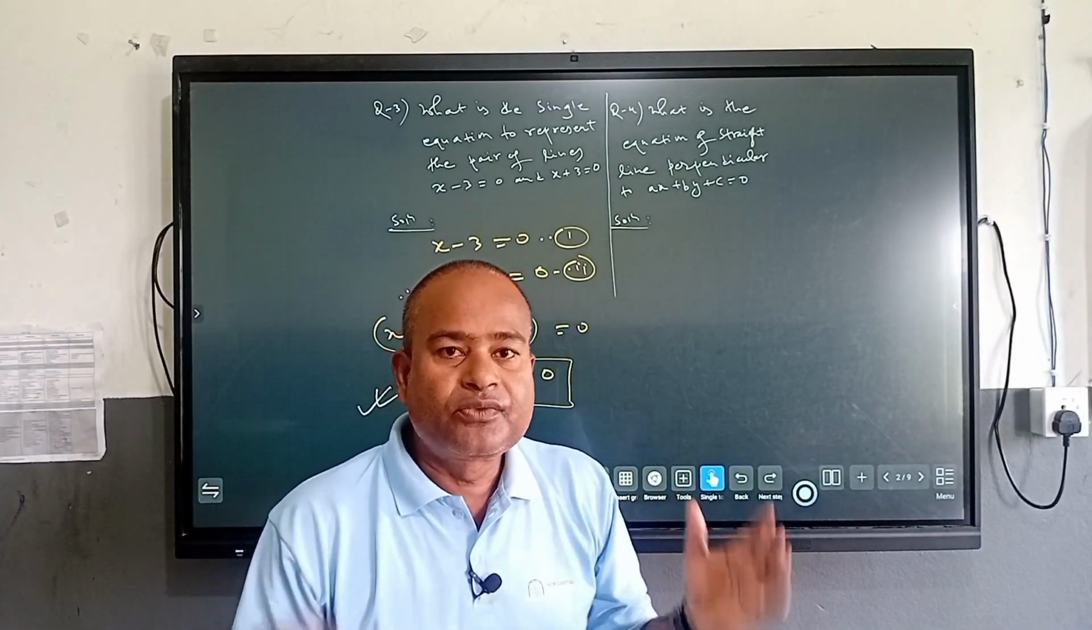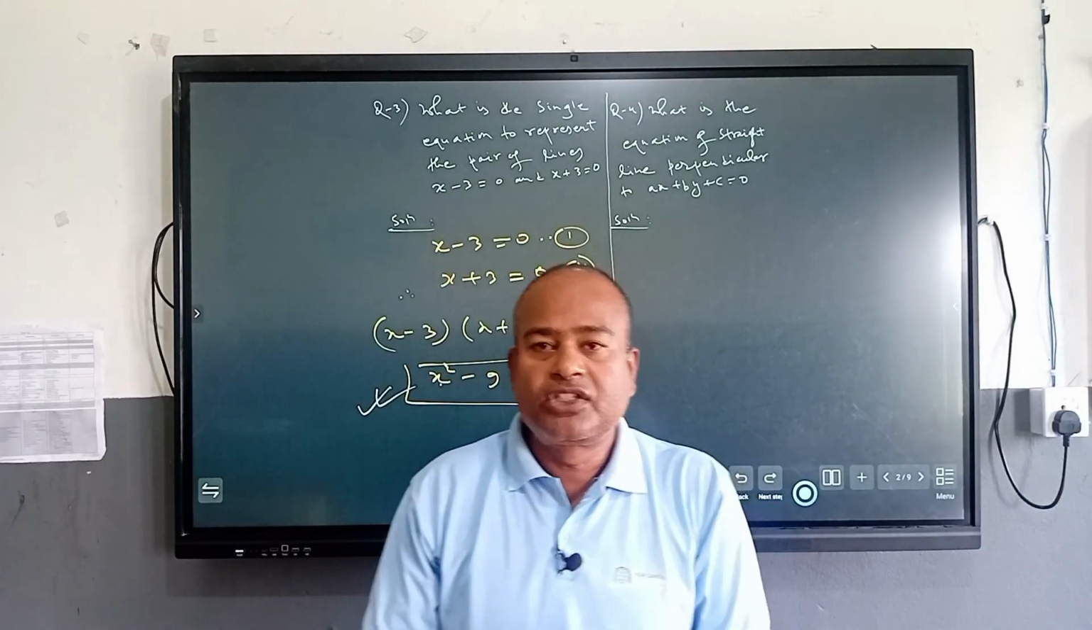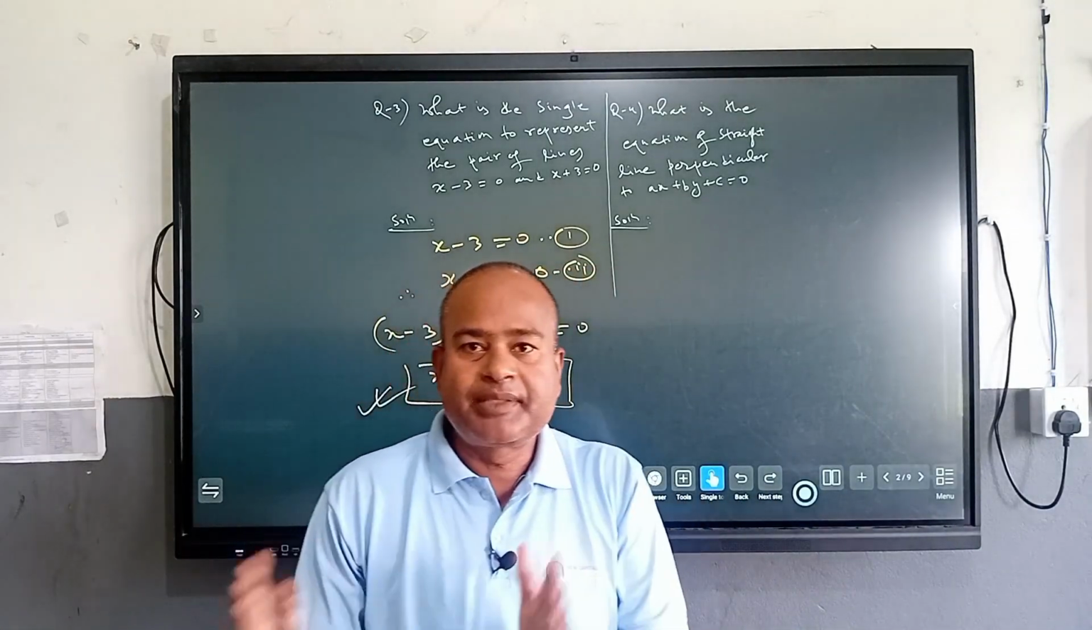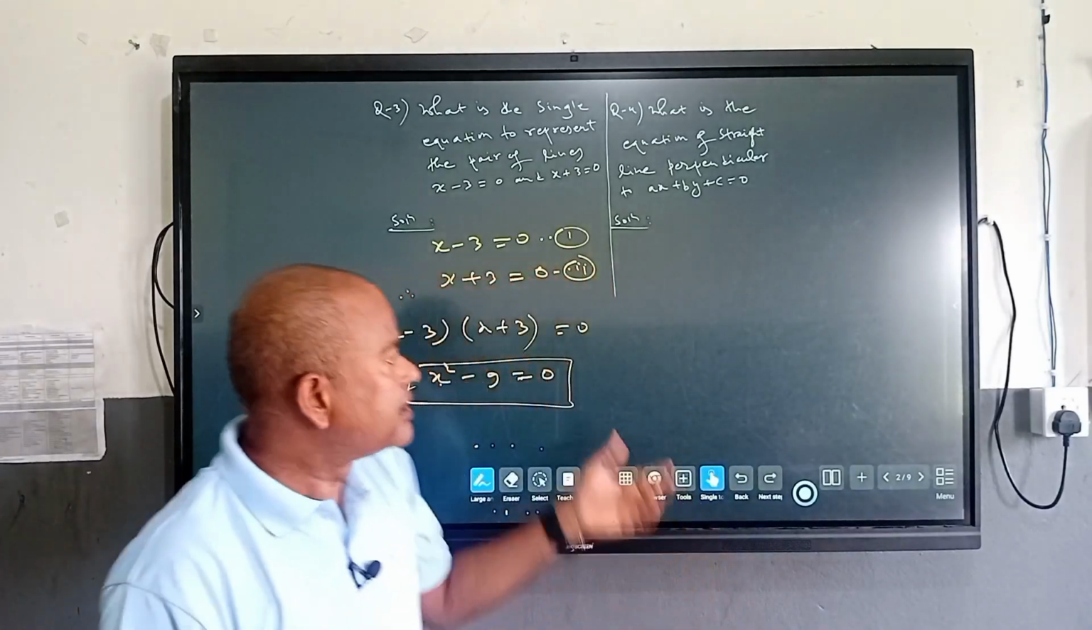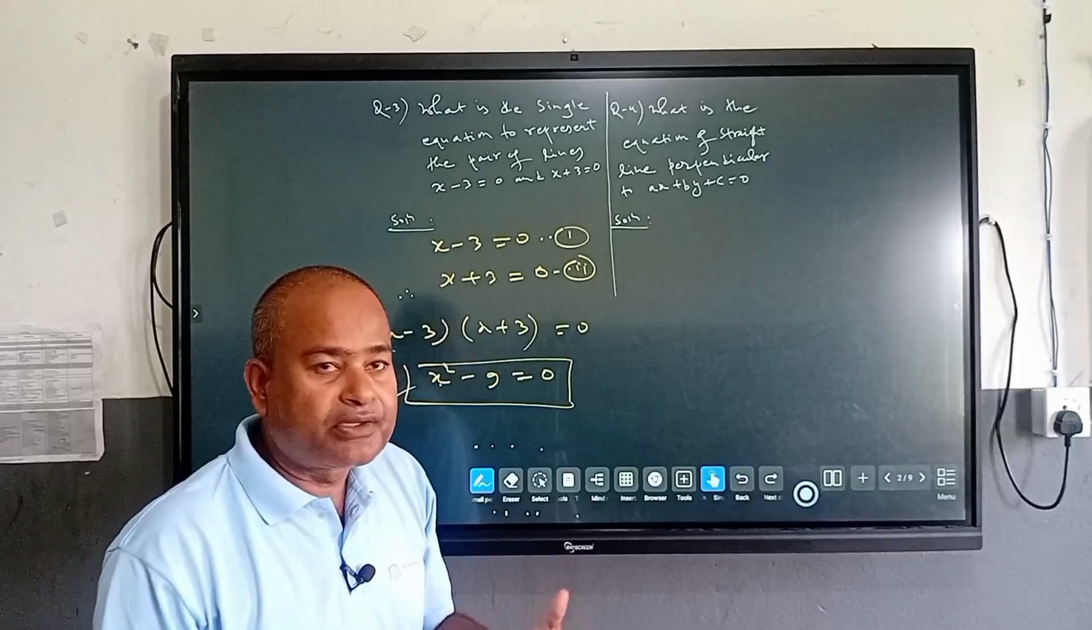So keep in mind, when two different straight lines are given, then by combining the two straight lines by multiplication, we get a single equation which is known as the equation of pair of lines.